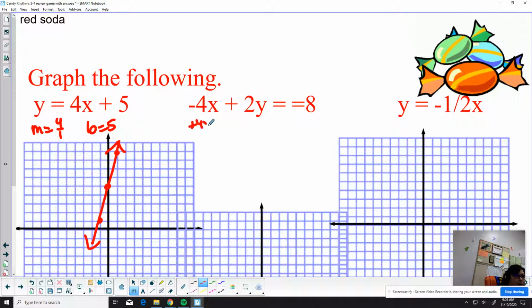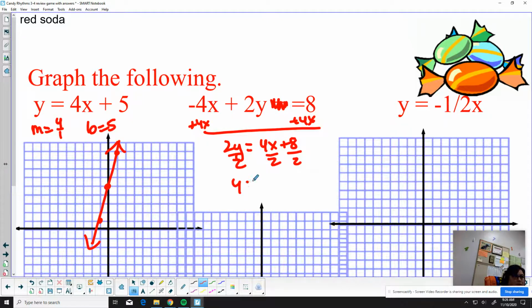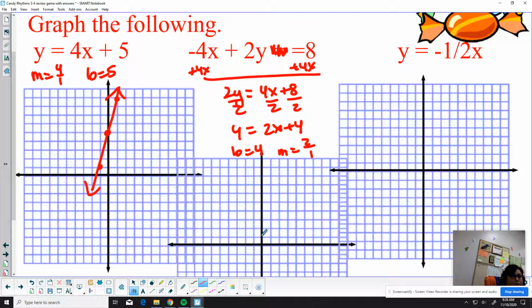Okay, this one's not in the right form, which is why I left some space. So we're going to add 4x to both sides. There's 2 equal signs in there for some reason. And divide everything by 2. So that's 2x plus 4. So my b is 4 and my slope is 2/1. So up 4, up 2, right 1, up 2, right 1. There's my second line. And this last one has a b of 0. So the slope is -1/2 and the b is 0. So down 1, right 2, down 1, right 2, and there's my picture.